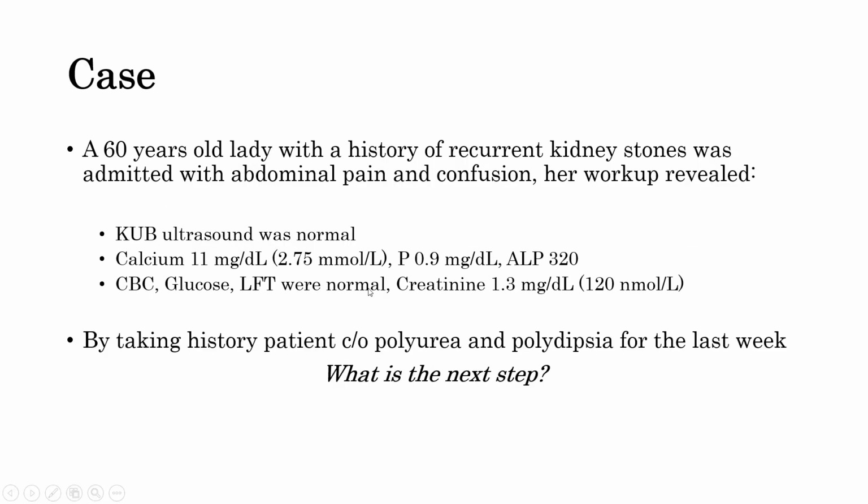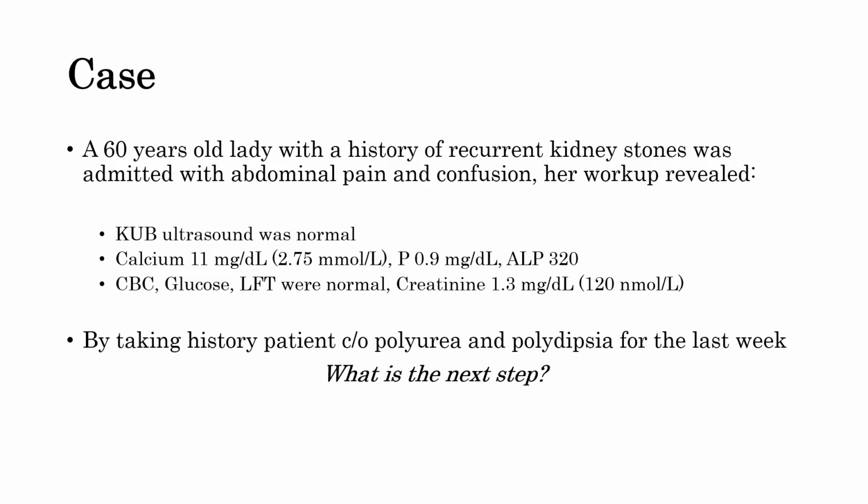So, to start with, a 60-year-old lady with a history of recurrent kidney stones was admitted with abdominal pain and confusion. Her workup revealed normal ultrasonography of the abdomen, elevated calcium at 11 milligrams per deciliter, low phosphate at 0.9, and high alkaline phosphatase. The rest of her labs were normal, with a mild increase in creatinine levels. By taking the history of this patient, she was complaining of polyuria and polydipsia for the last week.